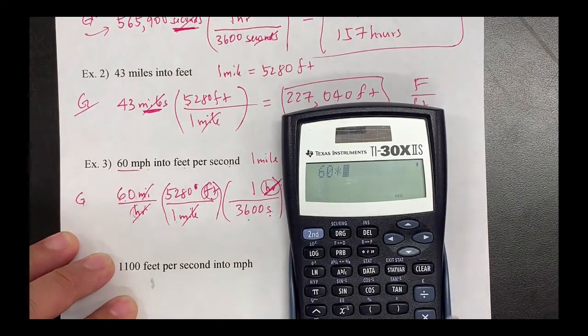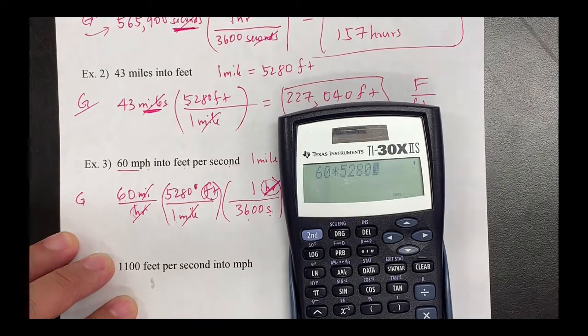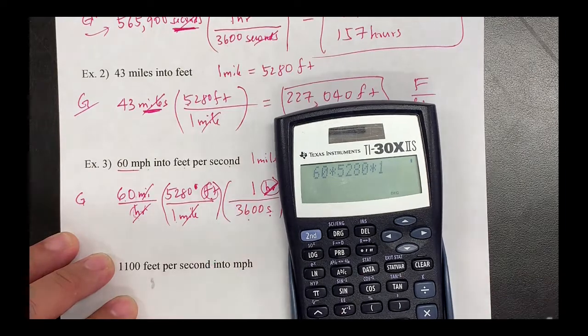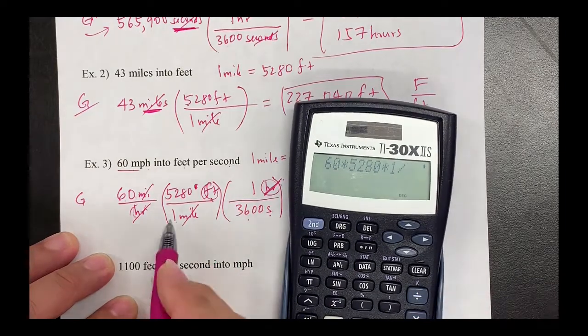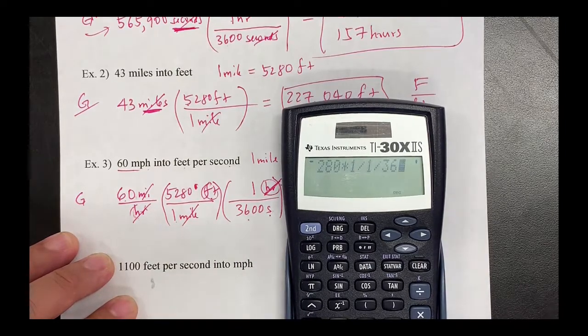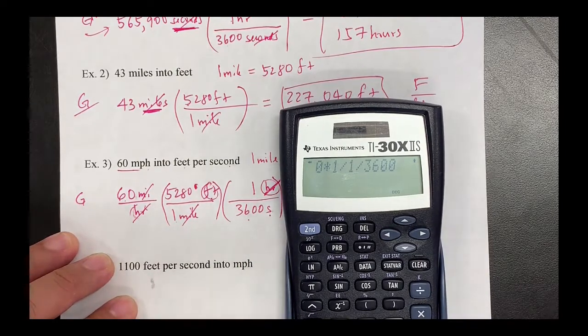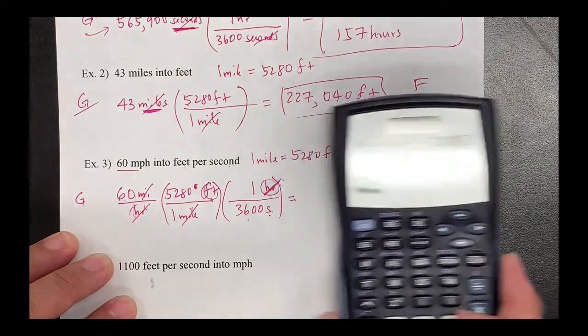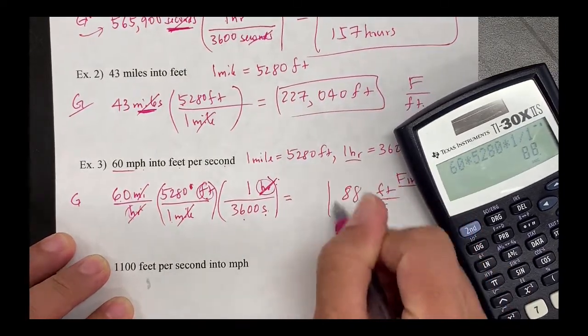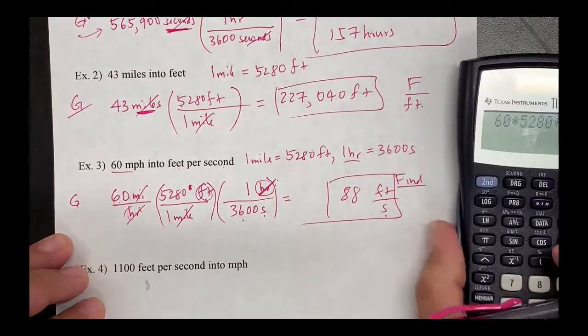60 times 5,280 times, I'm just going to go through the 1. That 1 is sitting there. Divided by 1 divided by 3,600. So anything in the bottom I divide by, press equals, and I get 88 feet per second. And so there's my answer, 88 feet per second.